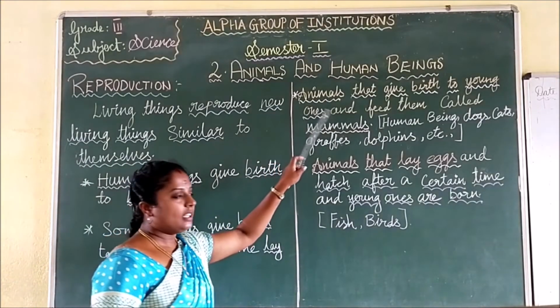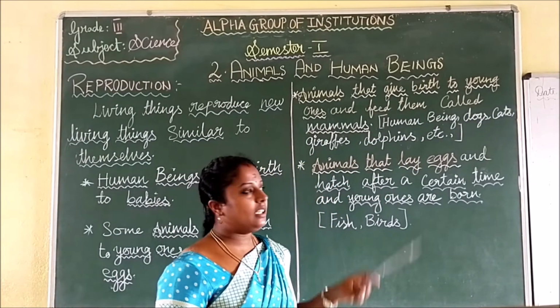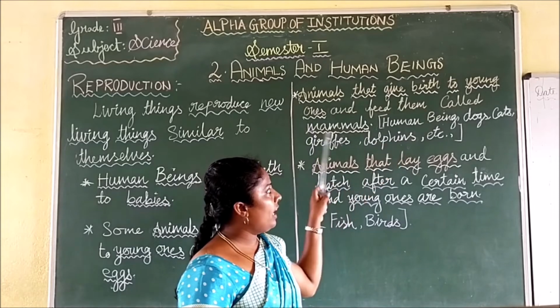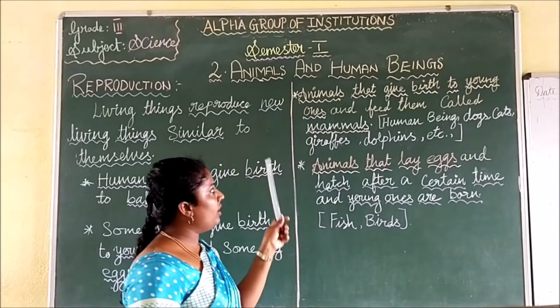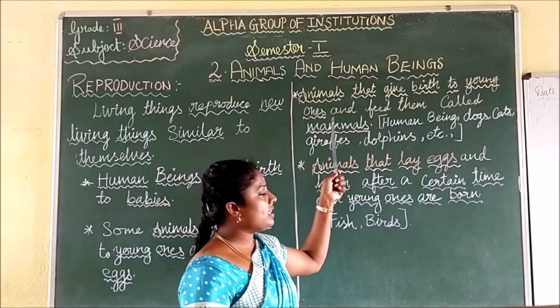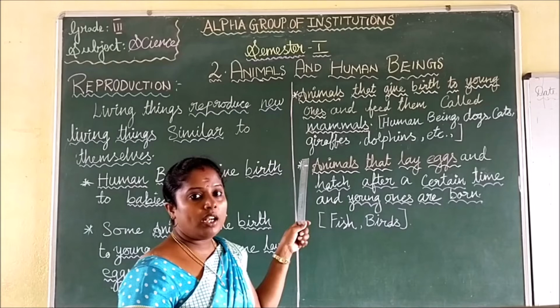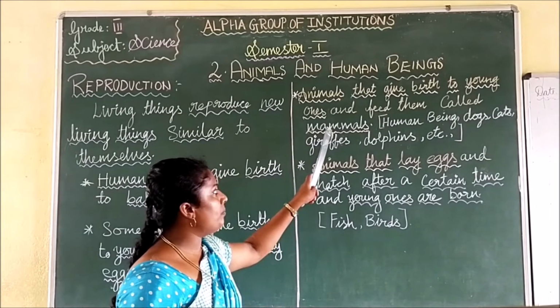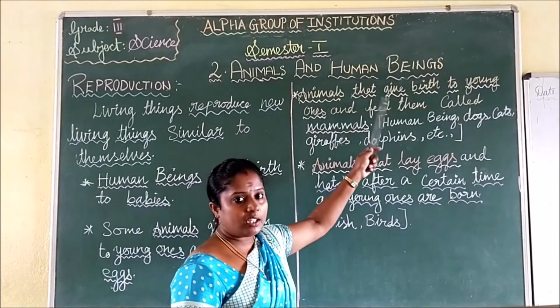Animals that give birth to young ones. The animals which give birth to young ones and feed them are called mammals. M-A-M-M-A-L-S, mammals.